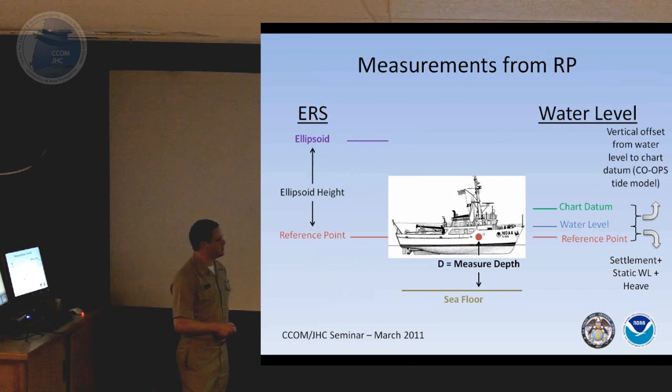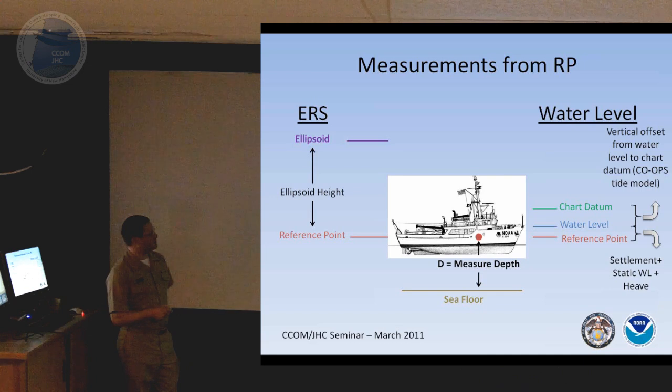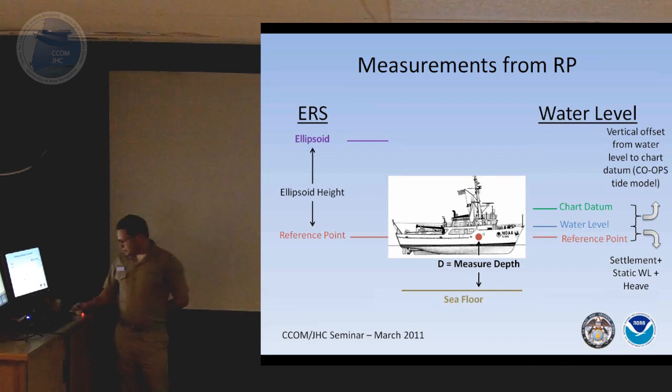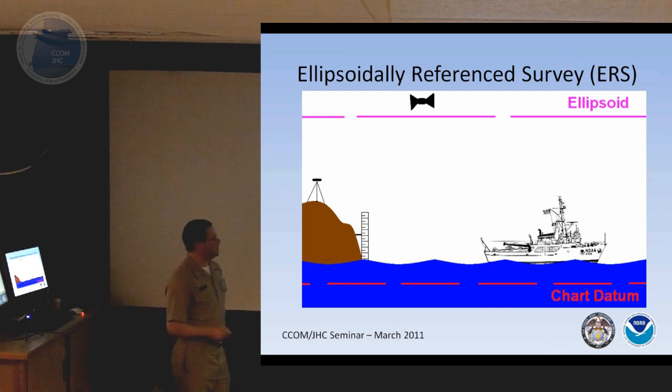We've got the chart datum to water level reference point, and then the seafloor offset measured from the reference point through the transducer on the ship. So the other side is this ellipsoidally referenced survey, which basically goes from the ellipsoid, which is a mathematical model of the Earth, down to the reference point through some software that we use. PosPac basically uses inertially aided post-processed kinematics to define the location of that reference point within a few centimeters, actually, relative to the ellipsoid.